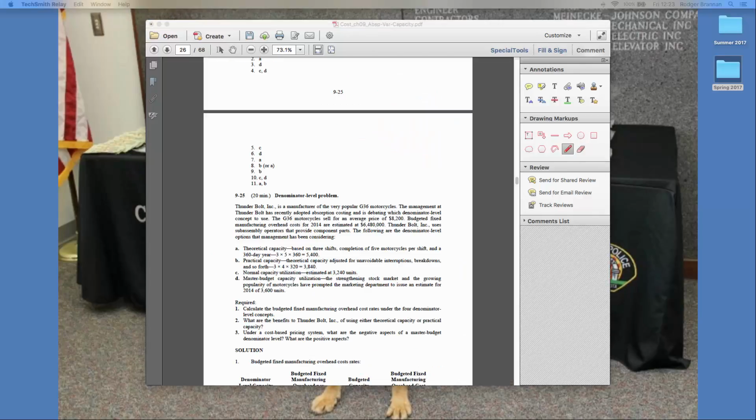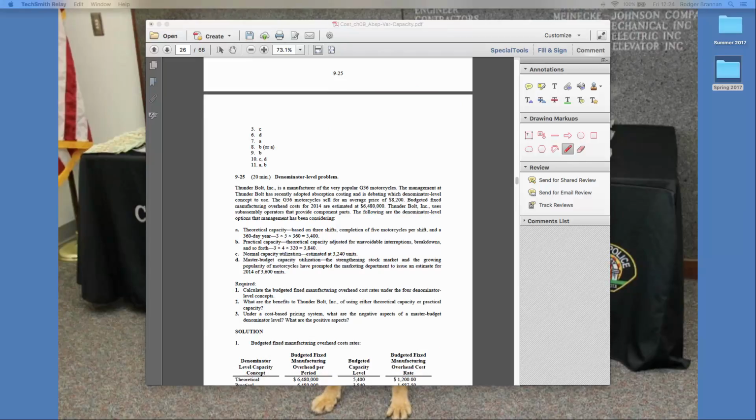Okay, the last one I want to take a look at in this particular chapter deals with the issue of capacity. So what you need to know would be, what are the four levels of capacity? In this case, theoretical capacity, practical capacity, normal, and master budget. What are they? What does it mean to do that? And in some cases where they give you the numbers, what would be the level of production that they could achieve here?